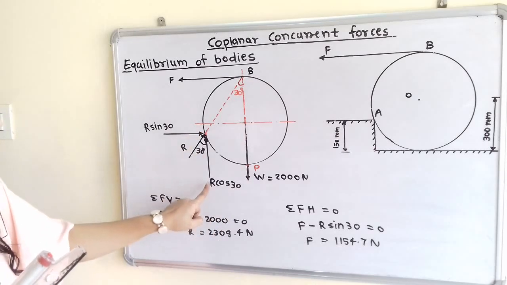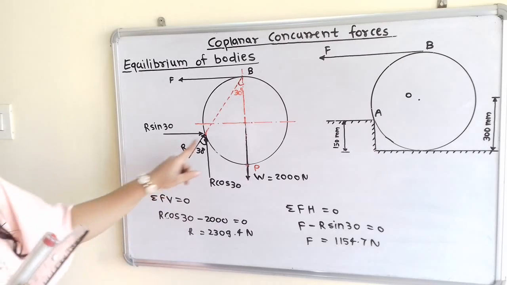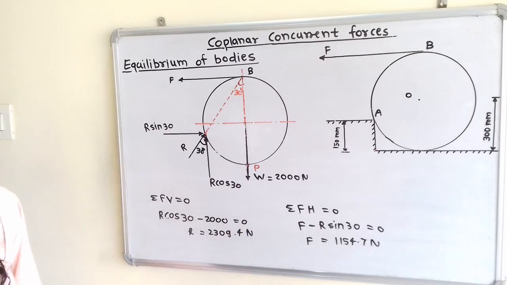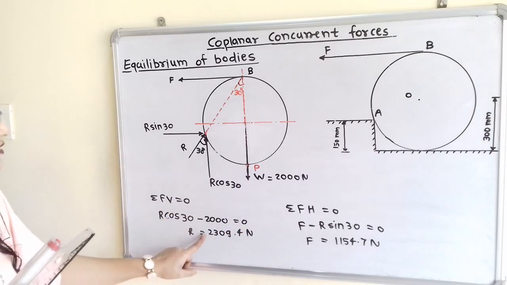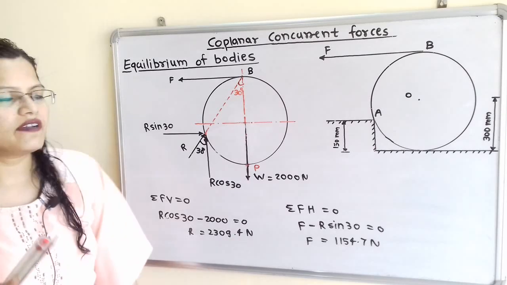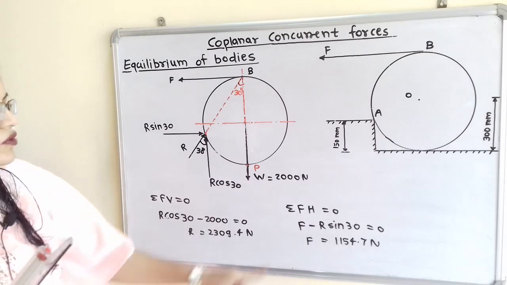And this component R cos 30 is in the upward direction. So we will use here the plus sign. So plus R cos 30 minus 2000 is equal to 0. And when we solve, R is equal to 2309.4 Newton.